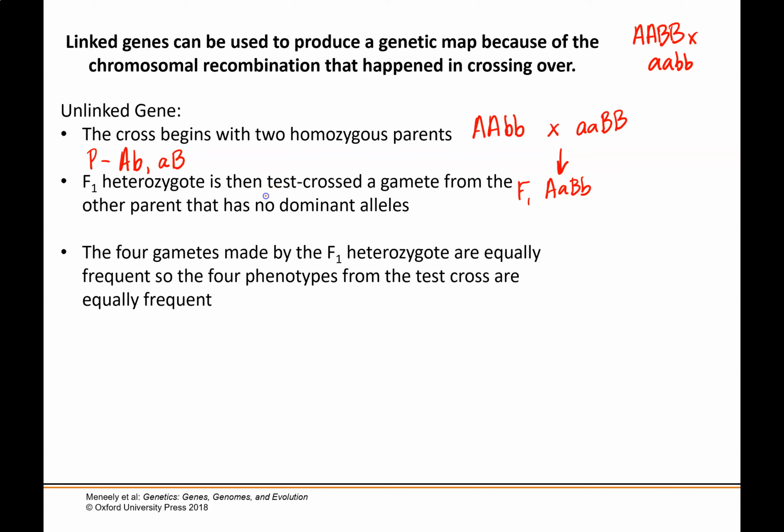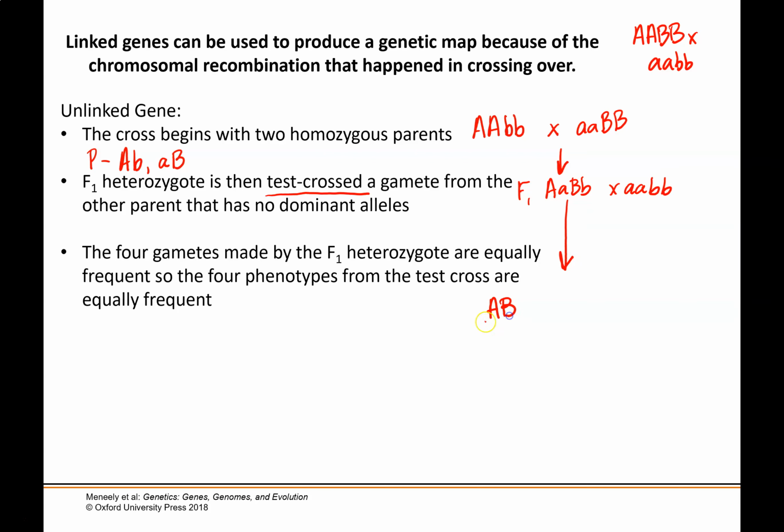Now we are going to do a test cross. Remember, a test cross was a cross between a homozygous recessive individual and an individual with an unknown genotype. We're going to do a test cross here, except we know what the unknown genotype is. It's this F1 individual. So we're going to cross this F1 individual with a homozygous recessive.